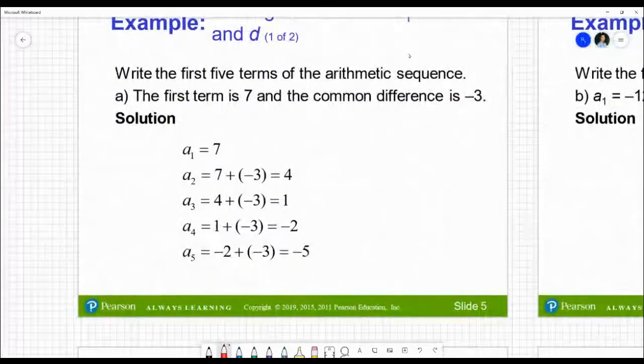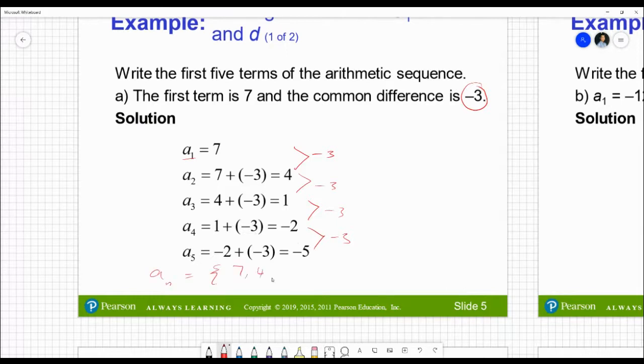All right, here we are asked to find the first 5 terms of this arithmetic sequence. They give us the first term, A1, which is 7, and the common difference is -3. So to get from one term to the next, all we have to do is add -3, or simply subtract 3. And you can see here, we have the first 5 terms. We can rewrite this as AN equals 7, 4, 1, -2, -5, and so on. This will give us our sequence.